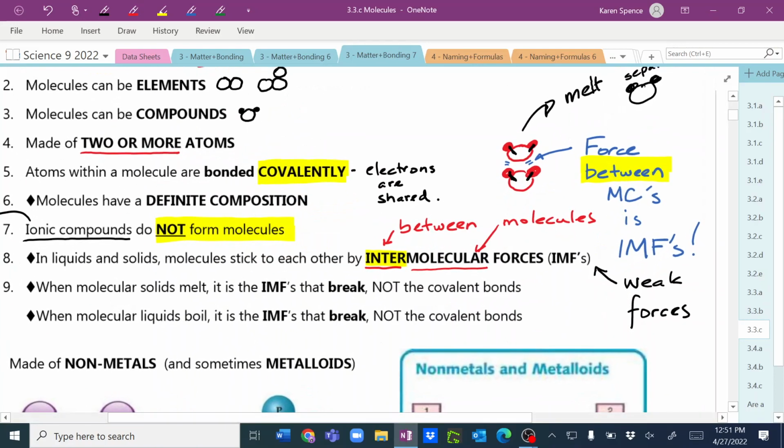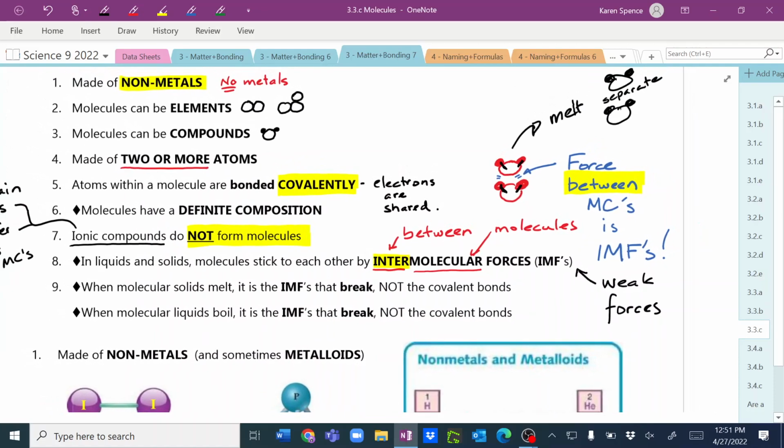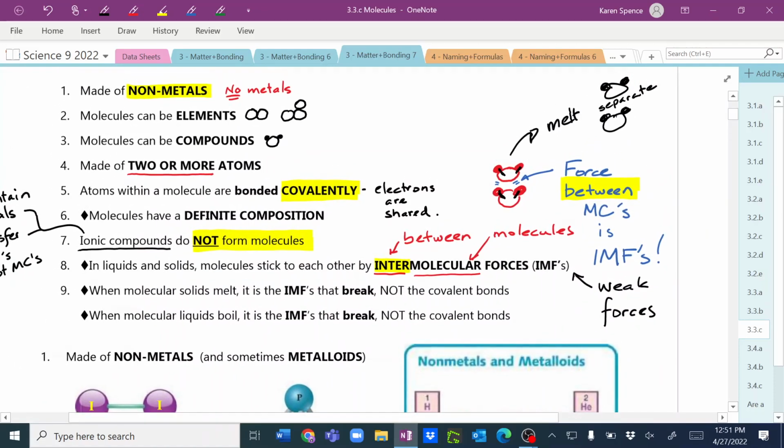When molecular solids melt, it is intermolecular forces that break, not the covalent bonds. When molecular liquids boil, it is those intermolecular forces that break, not the covalent bonds. So the molecules stay intact, they don't break apart. So there's 9 points. Now we're going to go into each of those 9 points in a little more detail.